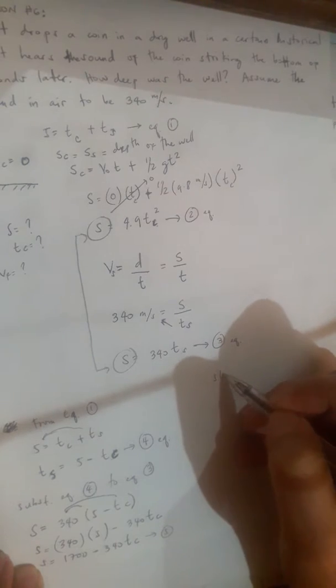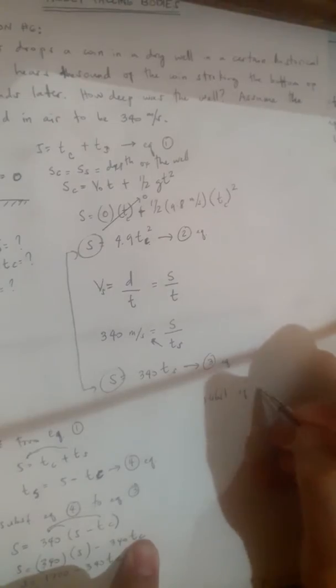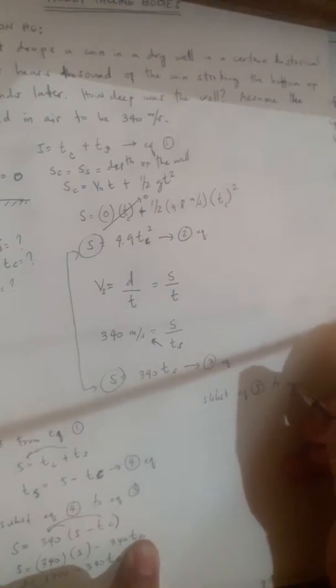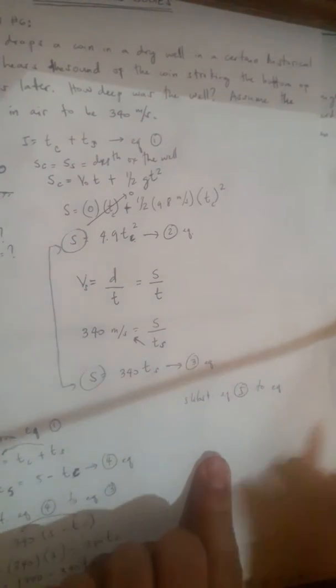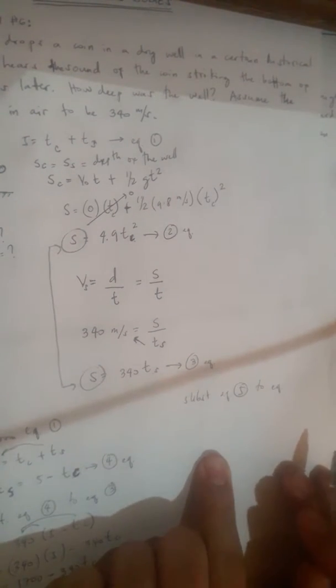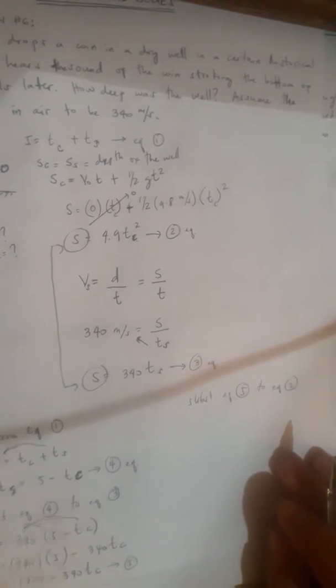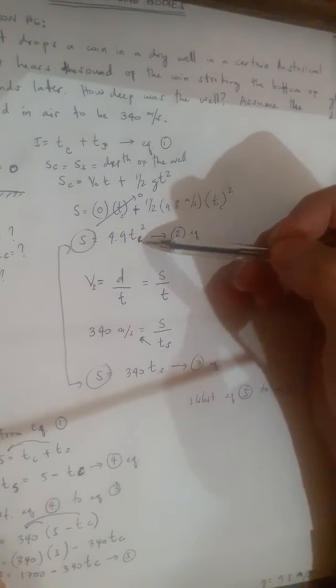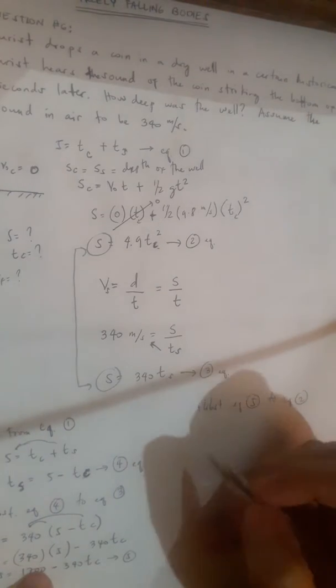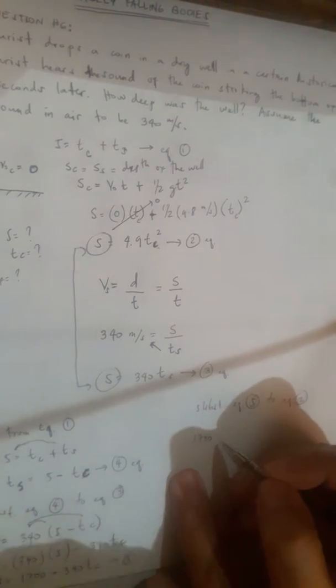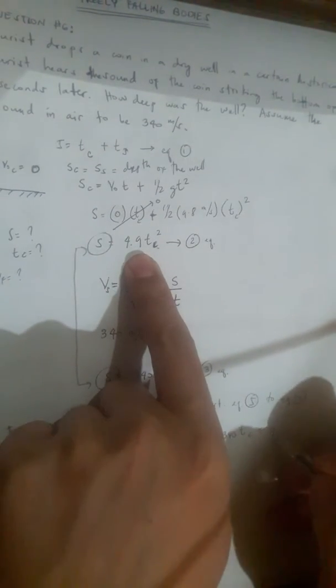Next, substitute natin siya. Substitute equation 5 to equation 2. Okay. So, ito yun. S at saka ito. Ang S, value ng S ay ito rin siya. So, that becomes 1,700 minus 340 TC equals, ayun, 4.9 TC squared.